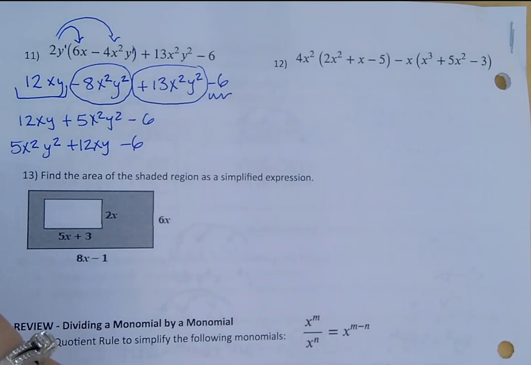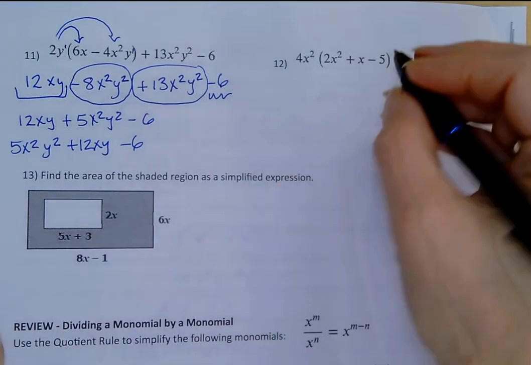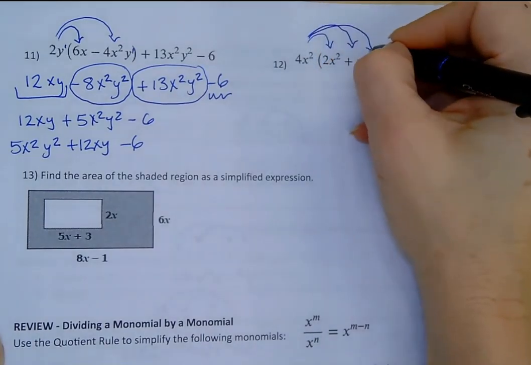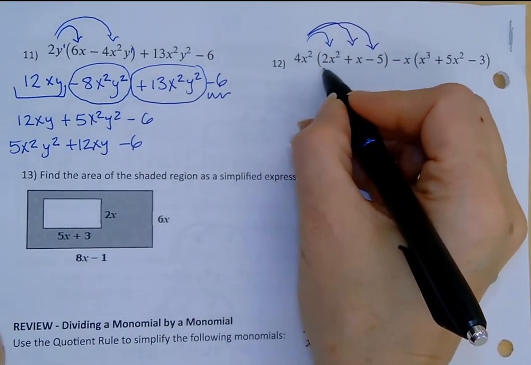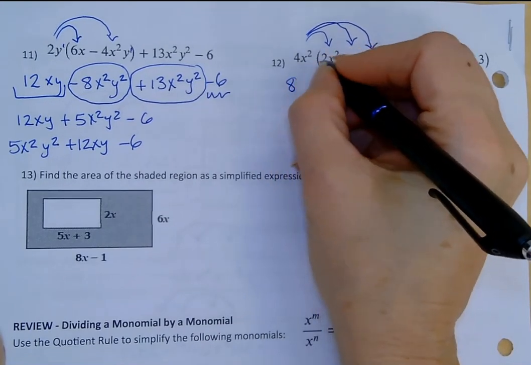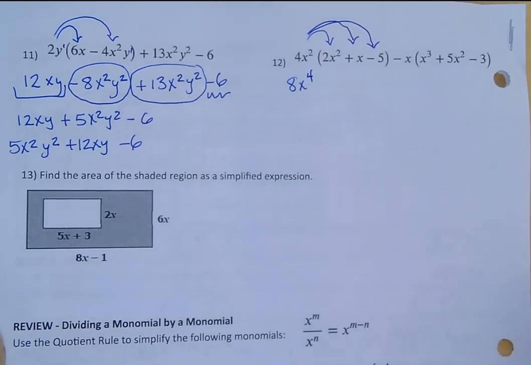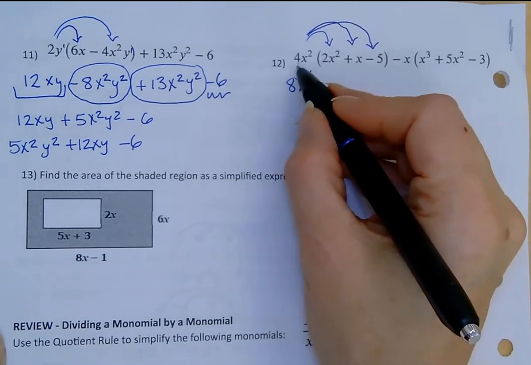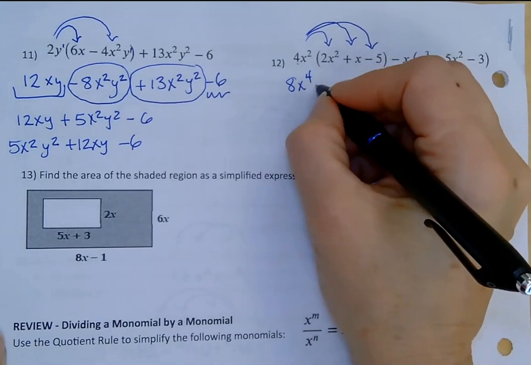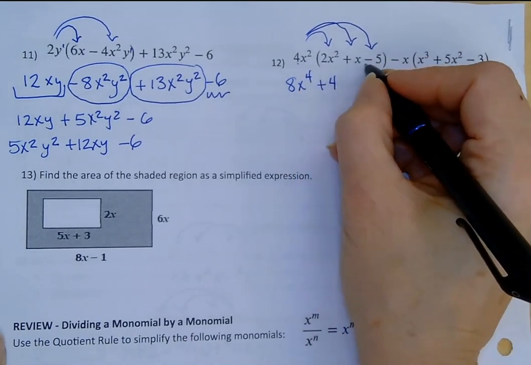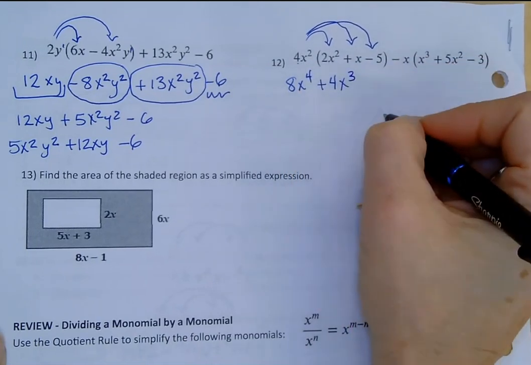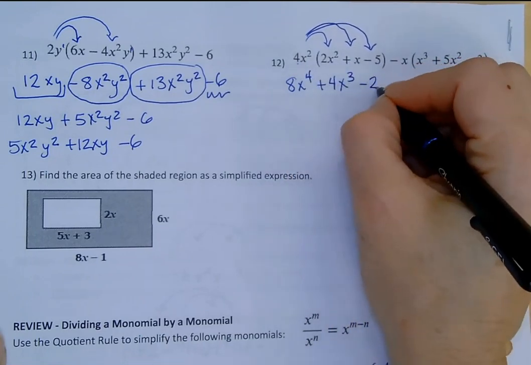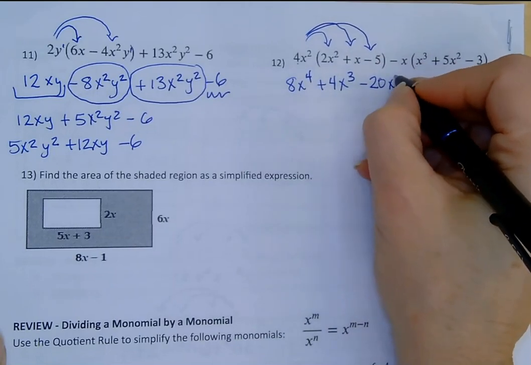All right, here, whole lot of stuff going on, but that's okay. I can do it. 4x squared times 2x squared. 4 times 2 is 8. X squared times x squared is x to the 4th. 4x squared times x, it's really 4 times 1, right? There's an invisible 1, so that's 4. And then x squared times x is x cubed. And then I have 4x squared times negative 5, so 4 times negative 5 is negative 20 times x squared.